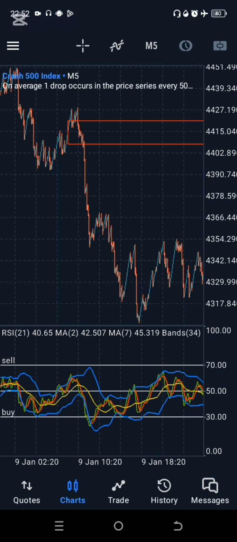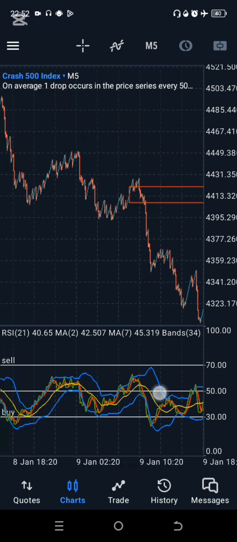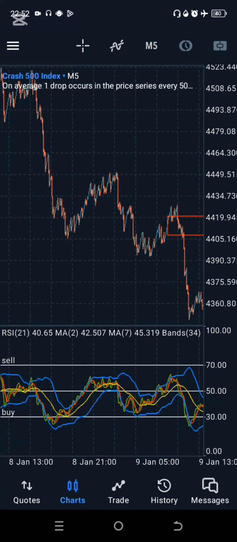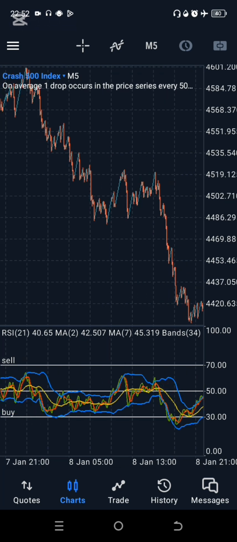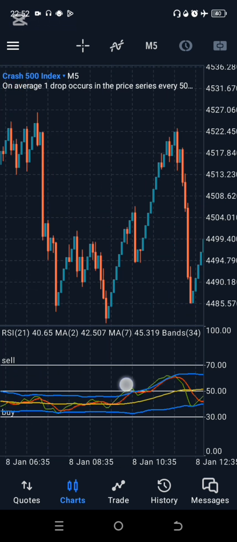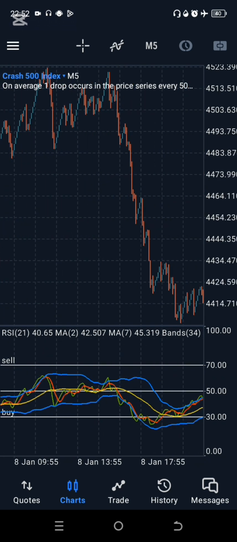So what is the TDI? TDI is the Traders Dynamic Index, mainly used by BTMM traders. But today I'm just going to be teaching you how you can utilize it in order to take your entries, in order to know what the market might do and when it might happen. So it comprises the RSI, moving averages, and the Bollinger Bands.